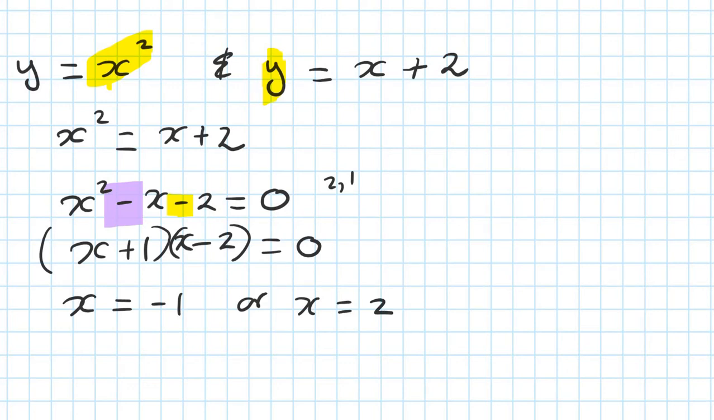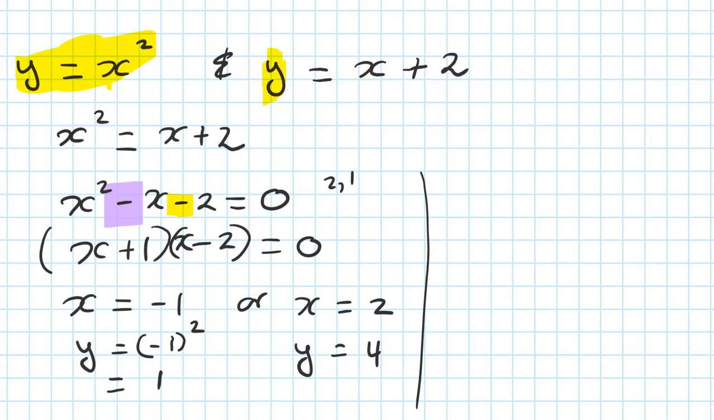Now when x is equal to negative 1, I'm going to substitute into any equation I like, but at the moment I put it in y equals x squared. Substituting here is easier. So when x equals negative 1, y equals negative 1 squared, which is 1. Now when x is 2, y equals 2 squared, which is 4. That's all. Now I'm going to write the answer out. Therefore x equals negative 1, y is equal to 1, and when x is equal to 2, y is equal to 4.